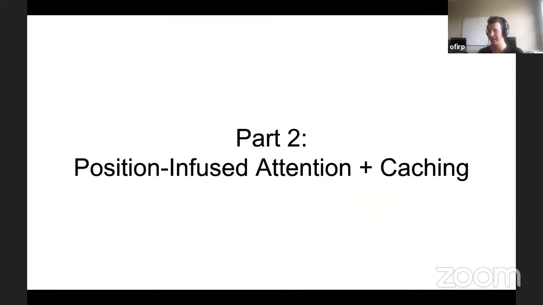Okay, this is the final part of this presentation, and I'm going to talk about this other method that we introduced called position-diffuse attention, which also goes along with caching. Yeah, let's talk about it.